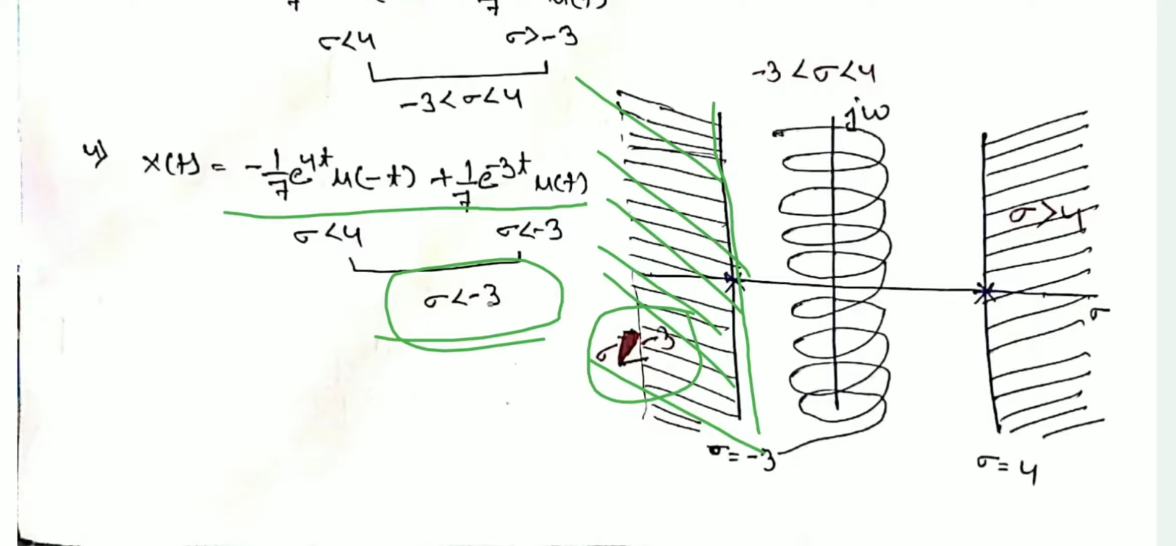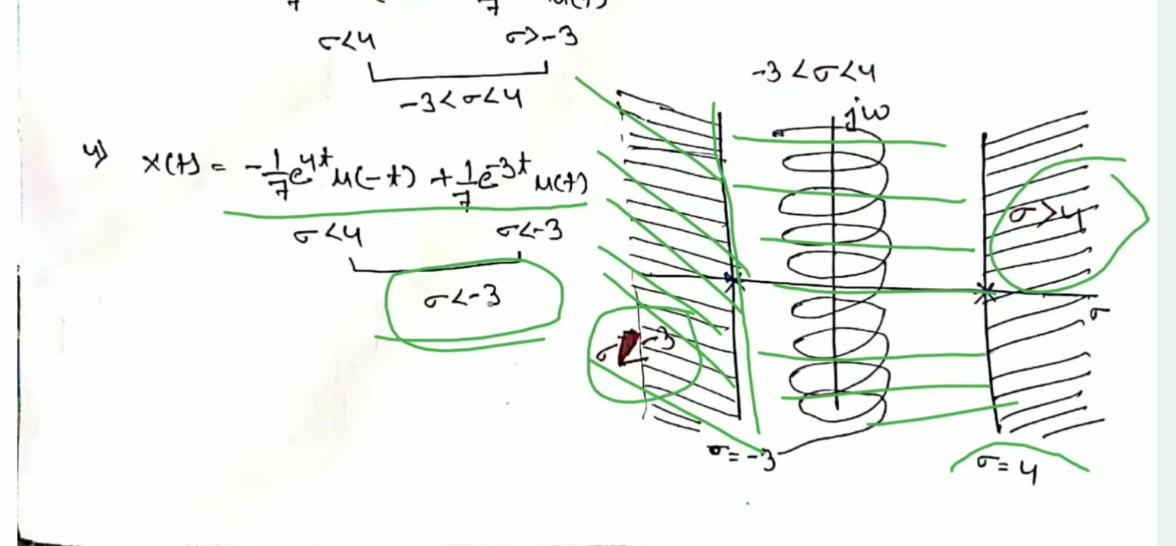It is for the first case, sigma greater than 4, and it is the third case when sigma is in between minus 3 and 4. And the second case is not possible, the Laplace transform cannot be determined.